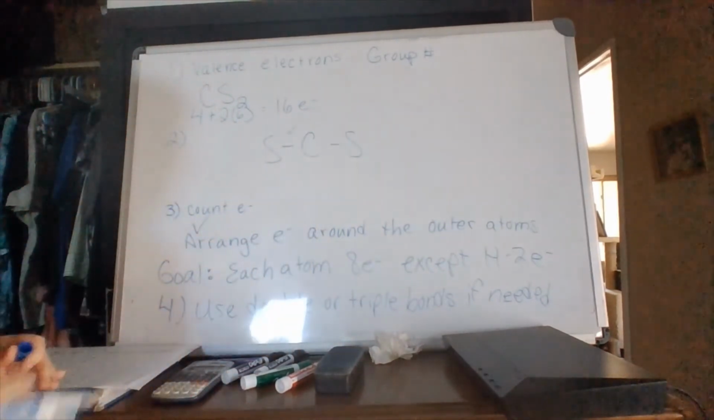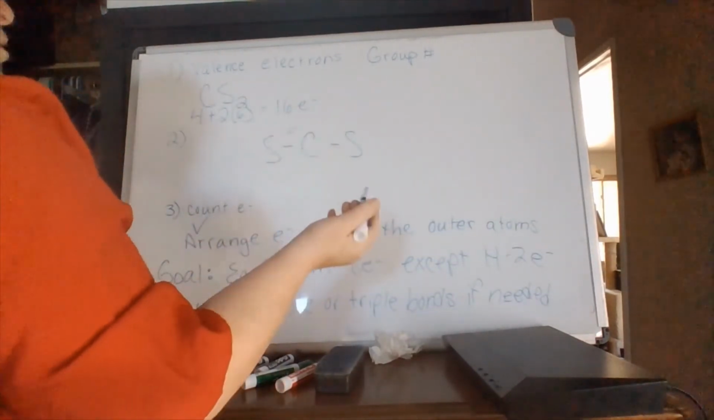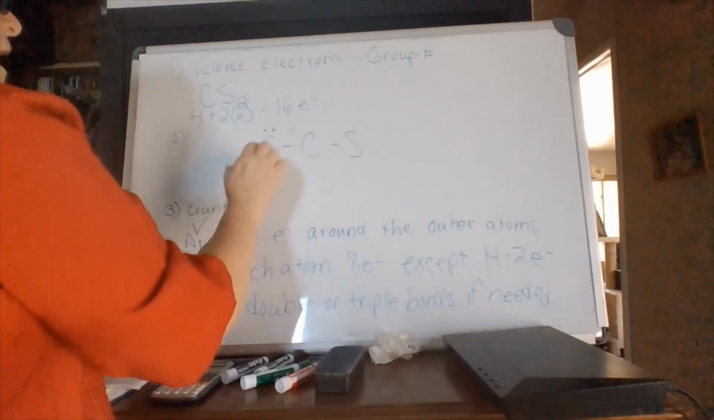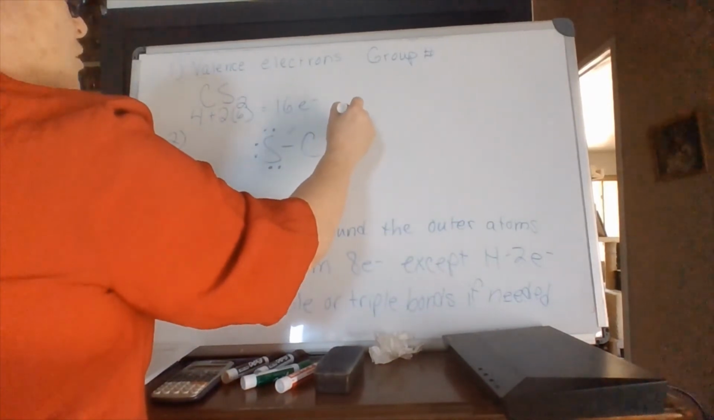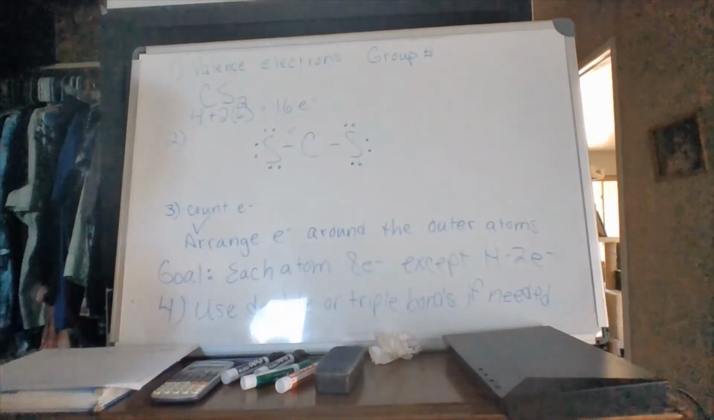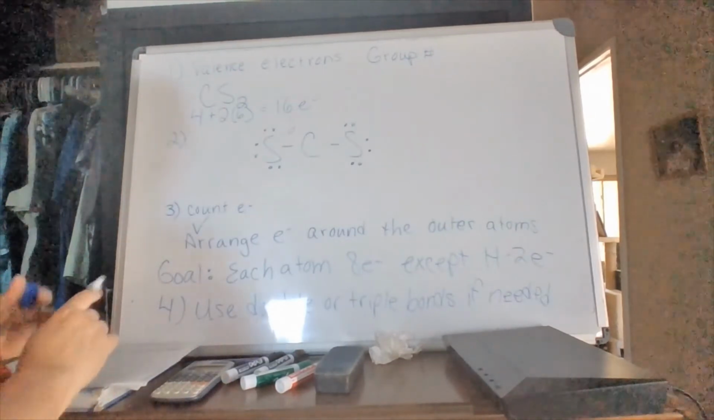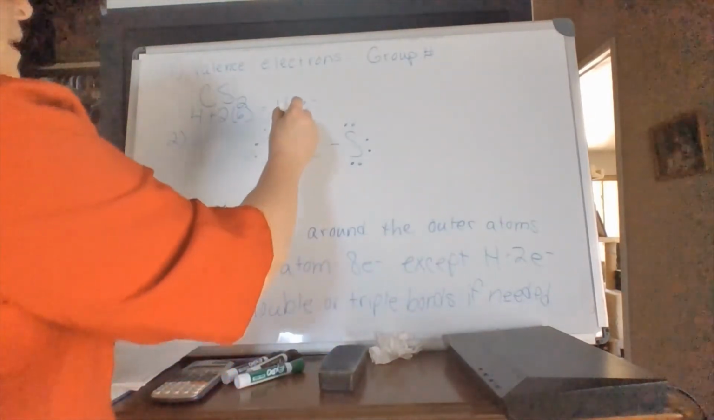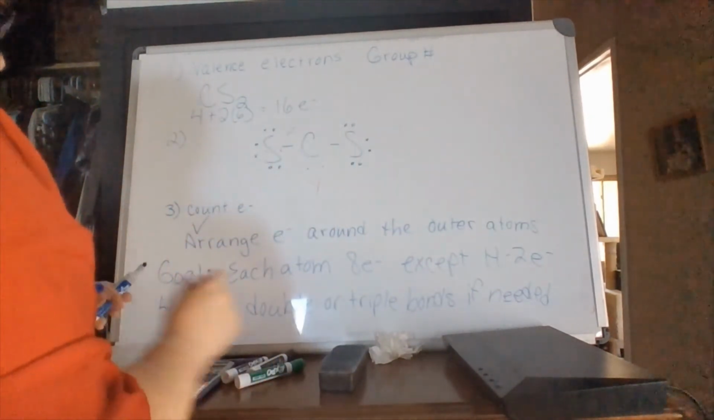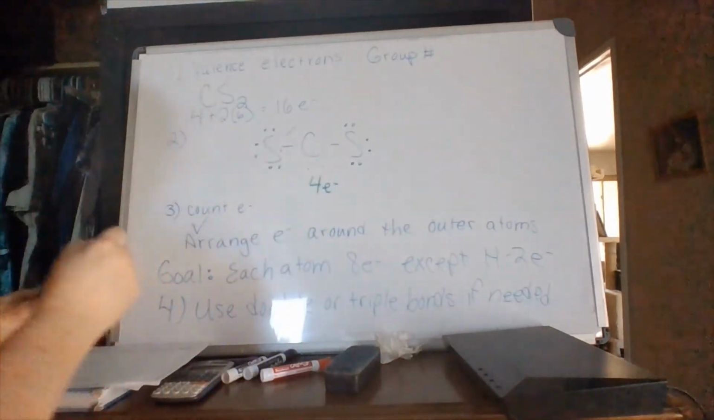So I'm going to start by making single bonds between the carbon and sulfur. And then I'm going to put electrons on until I run out. So I have 2, 4, 6, 8, 10, 12, 14, 16. So, okay, I've used all my electrons, but is this the correct structure? And the answer is no, because this carbon only has 4. I should stop using that red one. Carbon only has 4 electrons.